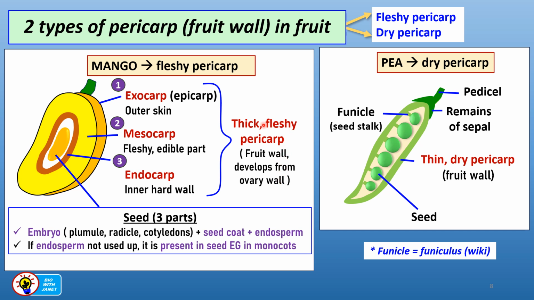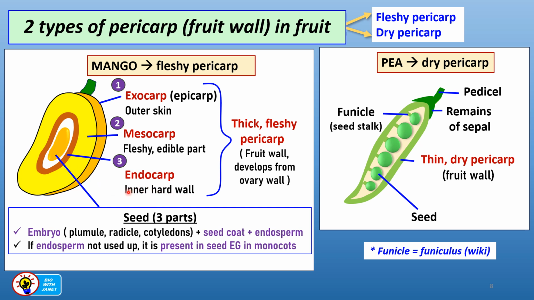Now, if it is thick and fleshy, then it has three parts. The exocarp, which is the outer skin, sometimes called the epicarp. Then you have the mesocarp, the middle layer, which is usually the fleshy part that is edible and eaten by humans and animals. Then the last layer is called the endocarp. Endo means the inner part. So the endocarp can either be hard or soft.